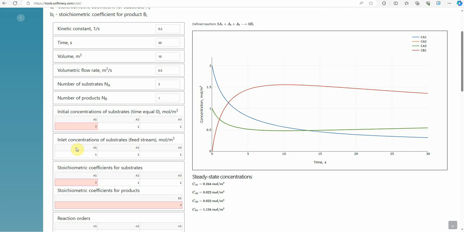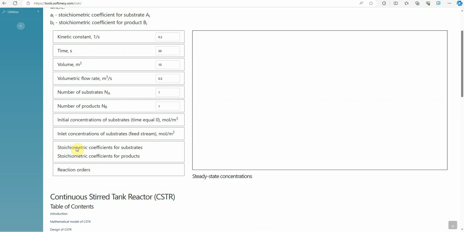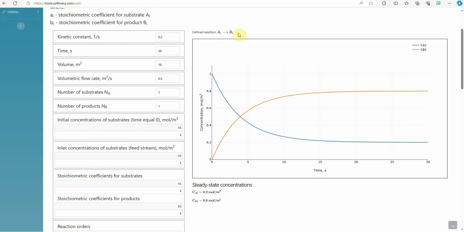Let's refresh the page to load the default values and the simple reaction A1 to B1. Now the plot shows concentrations of A1 and B1. This is a dynamic simulation showing changes over time. More commonly, we are interested in steady-state concentrations. We can read the values from the diagram for a sufficiently long time. For CB1 we get about 0.8 and for CA1 about 0.2.